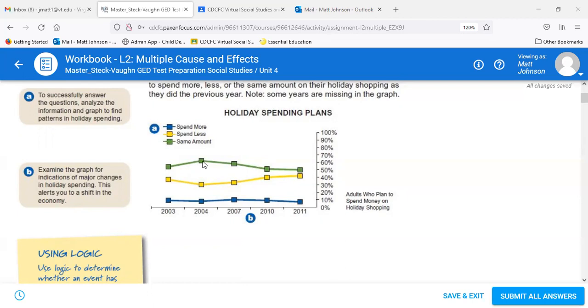So the people spending the same amount went up. So they felt safe that they could spend the same amount. Now, if you look, the people that were spending more, it doesn't really change all that much. But you also see in 2004, the people that spent less went down. So instead of deciding, I'm going to spend less, that number went down. We had less people saying that they were going to spend less, and we had more people saying that they were going to spend the same.